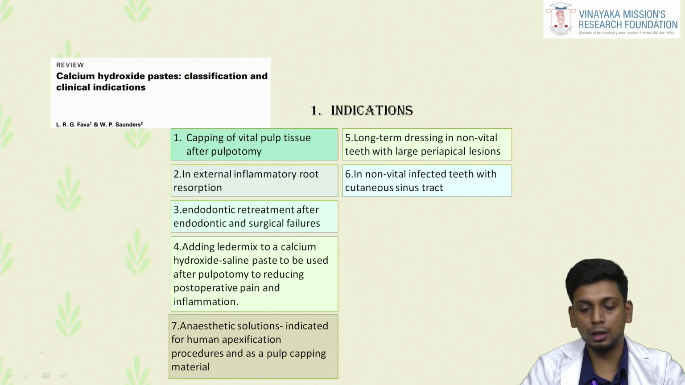6. In non-vital infected teeth with cutaneous sinus tract. 7. Anesthetic solution indicated for human apexification procedures and as a pulp capping material.